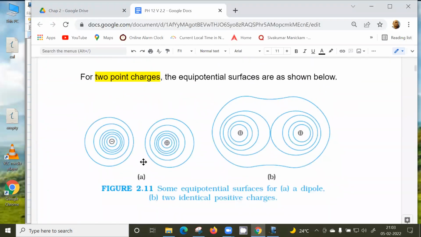So similarly, if you have a positive charge and a negative charge, the equipotential surfaces will look like this. It's actually a little bit difficult to visualize. And if you have two positive charges, it looks like this.